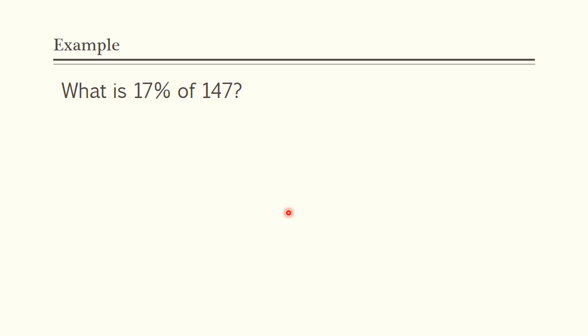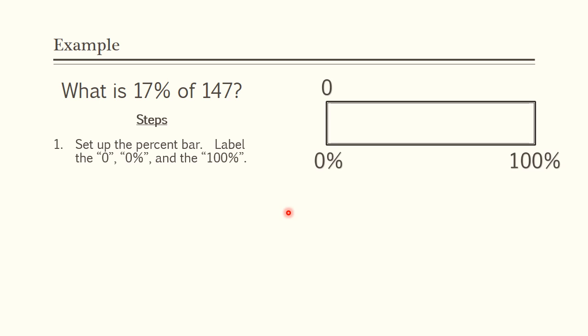What is 17% of $147? There are a couple of steps that we can follow. The first thing we always want to do is set up the percent bar. So we're going to draw our rectangle, label the zero on the left and the 100% on the right. Those are the things that we know right now. Secondly, we want to insert the information we know and a variable for what we want to find.